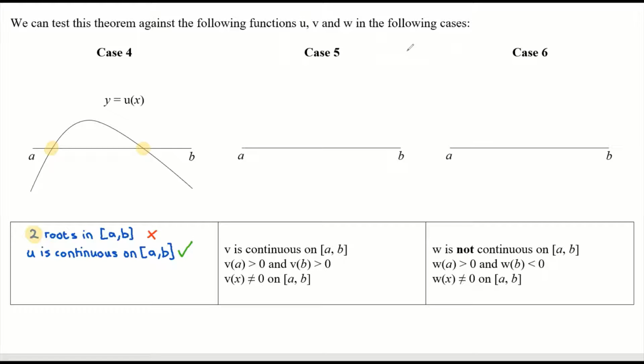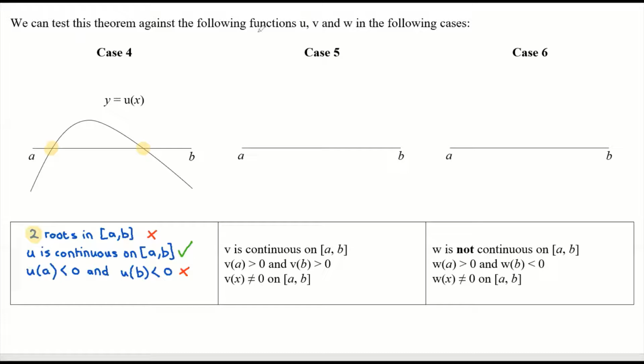Well, let's have a look and write it down. So we can see that U of A is negative and U of B is also negative. So that means that the second condition is not met. Okay, so that means that the theorem has not been violated, because to set up the theorem, you have to meet the first two conditions.